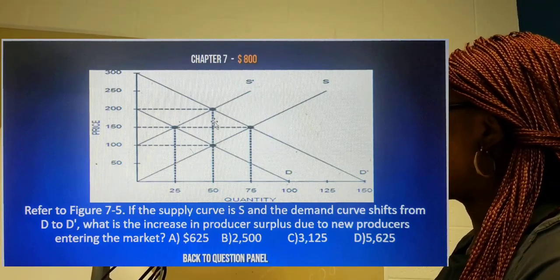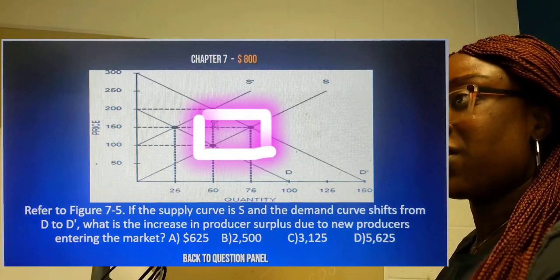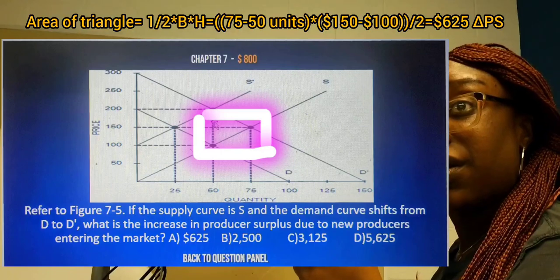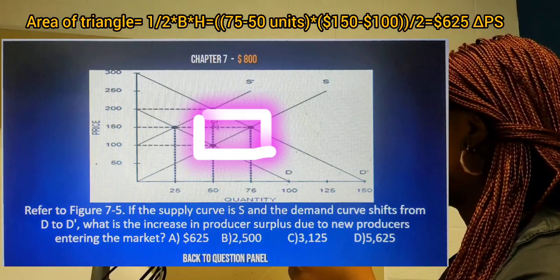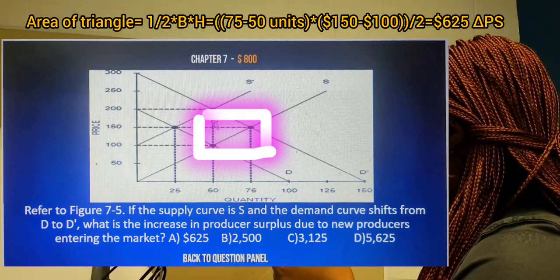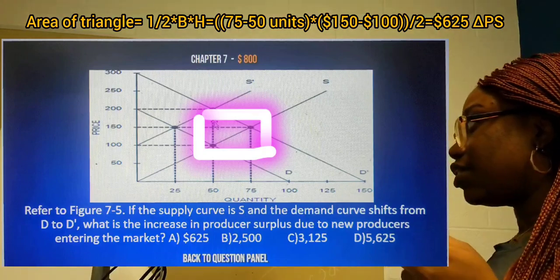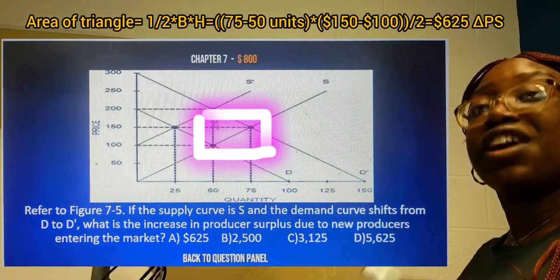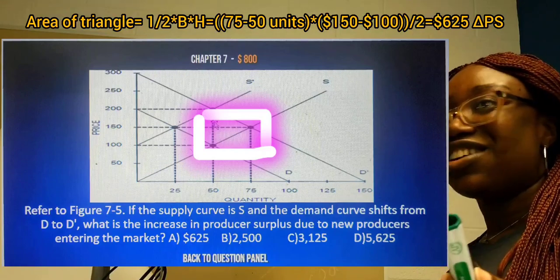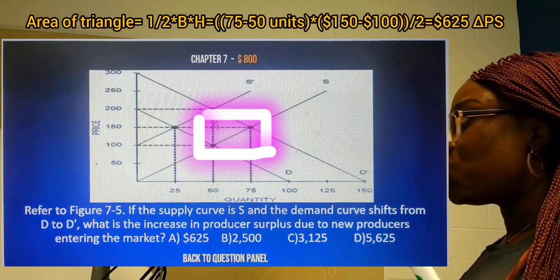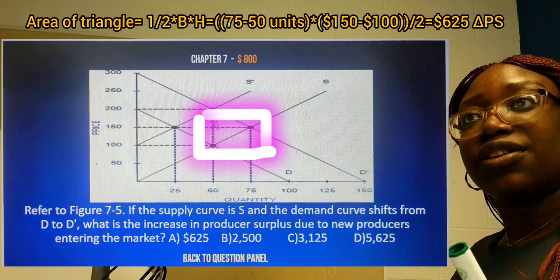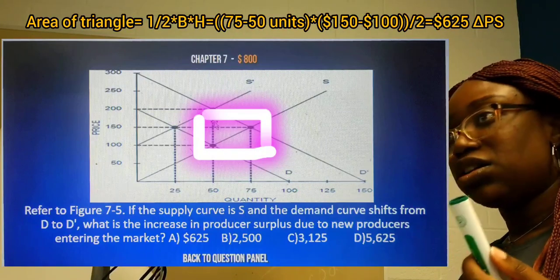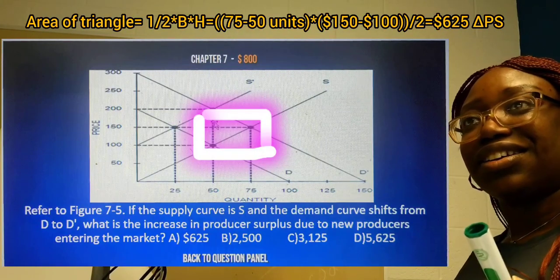I'm going to give you a hint. It's this part. You already said that quantity increases from 50 to 75, right? So this tiny triangle here is what I'm looking at. So what's going to be your answer? A, 625. How do you get that? 75 minus 50 gives you what? 25 times 150 minus 100 gives you what? Divided by 2. So 25 times 50 divided by 2. What does that give you?